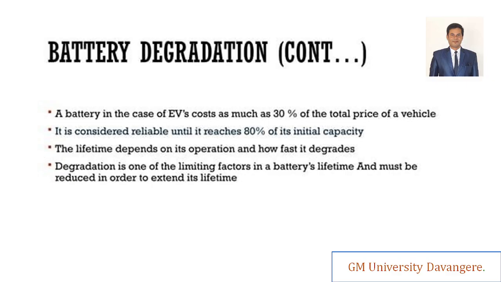All right. So we have to think about not going for degradations and try to work on the batteries, right? Degradation is one of the limiting factors in battery lifetimes, and must be reduced in order to extend its lifetime. So that is what we should think about. Degradation is very, very important, right? It is a major factor. We have to limit these factors, or else the life of the batteries will go.